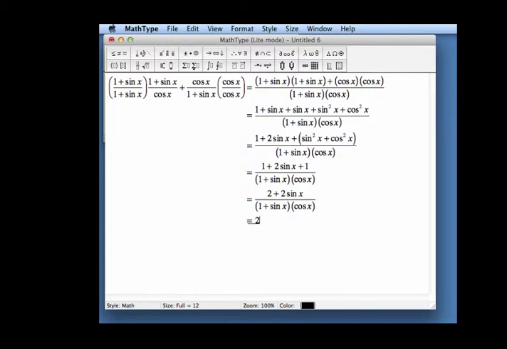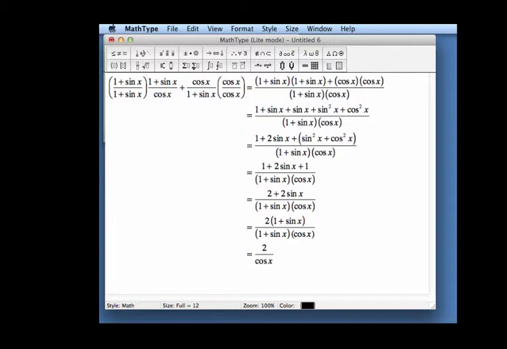2 times 1 plus sine of x is what the top factors to, and the bottom is still 1 plus sine of x and cosine of x. And lo and behold, there's a common factor. The 1 plus sine of x on the top cancels out with the 1 plus sine of x on the bottom, and so I'm left with the very simple fraction 2 over cosine of x.